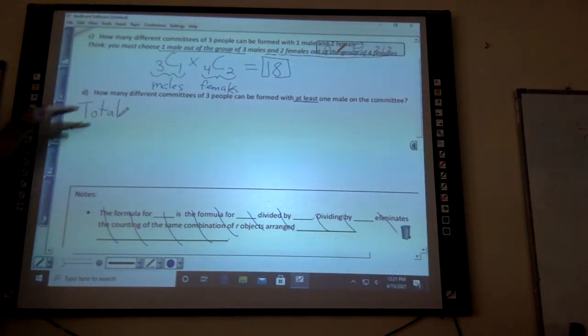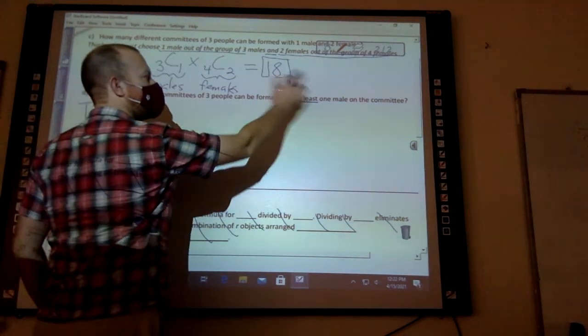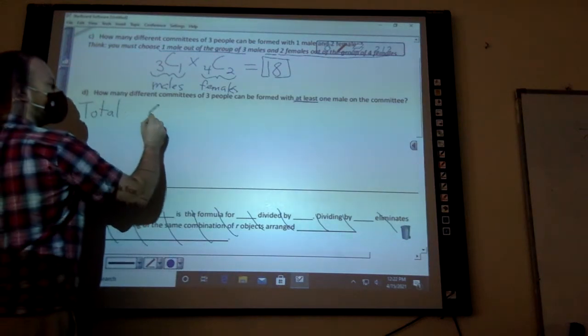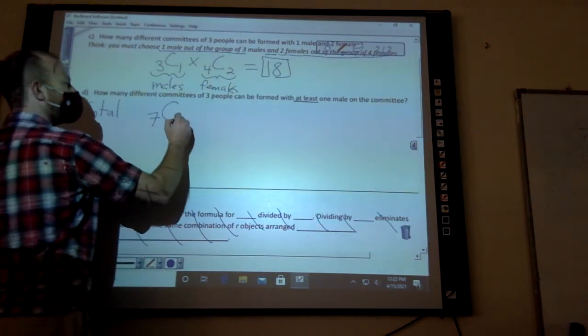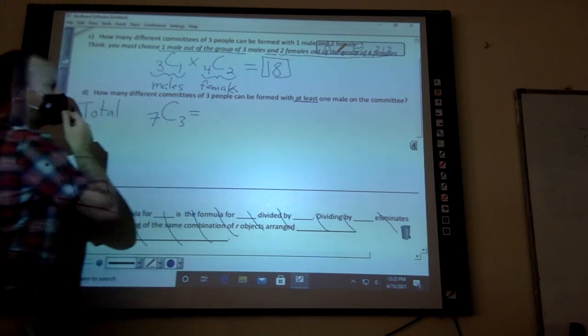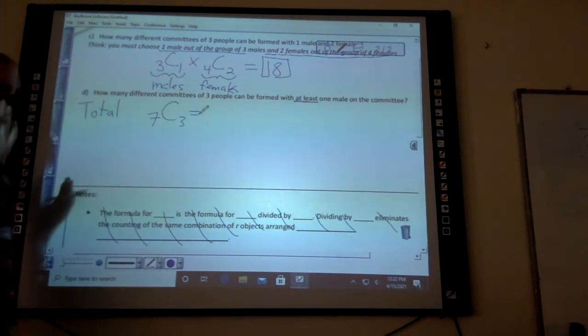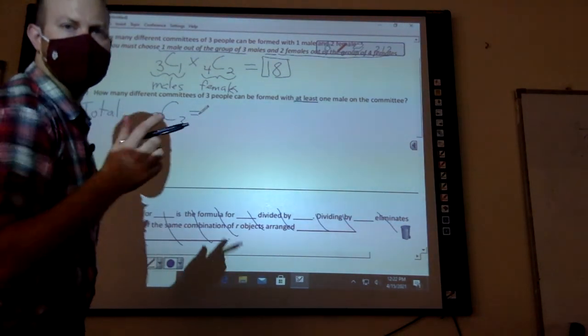So here's how we do the other. First, we find the total with no restrictions. So if there's no restrictions, so if I don't care about having at least one male, I've got 7 people total I'm picking from, and I want 3. So we've done this already. You've seen what this is. This is 35.